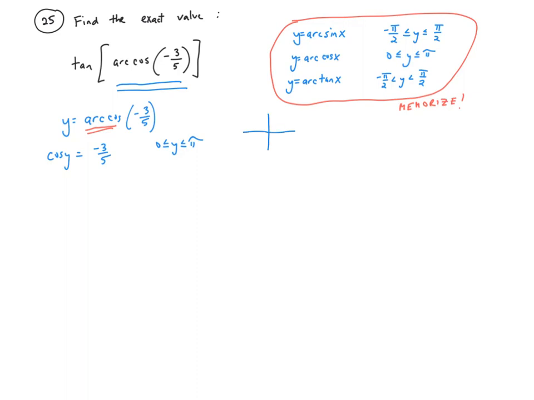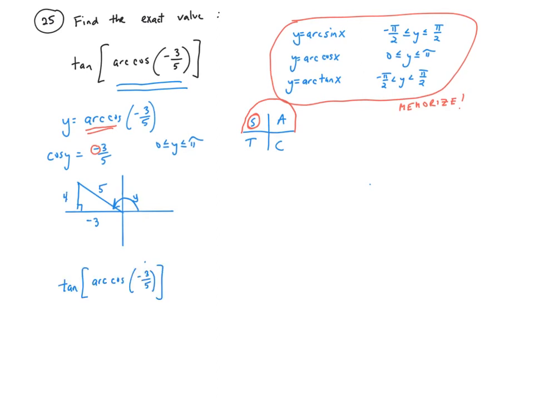Next, we go over here: all students take calculus. In this problem, the angle is between 0 and pi. Also, the cosine of the angle is negative. So that means of these two quadrants, our angle is in the second quadrant. So we should draw a picture of an angle in the second quadrant. And then the cosine of the angle is adjacent over hypotenuse. That means that the missing side is 4.